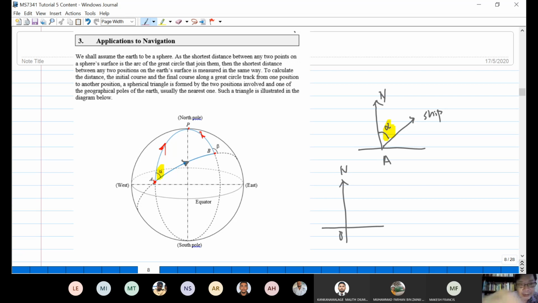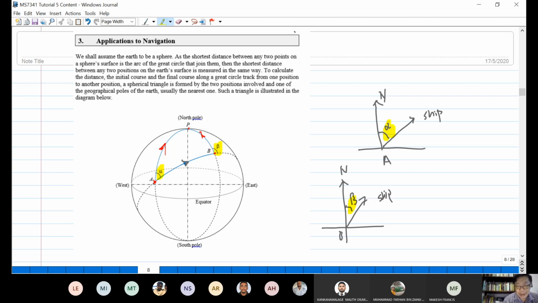So where is the bearing of the ship now? The bearing of the ship in this case is this one now. So this angle here is beta. Beta is this angle here, the bearing of the ship in this direction. Okay, so this indicates the situation in the diagram of having the three great circles formed.